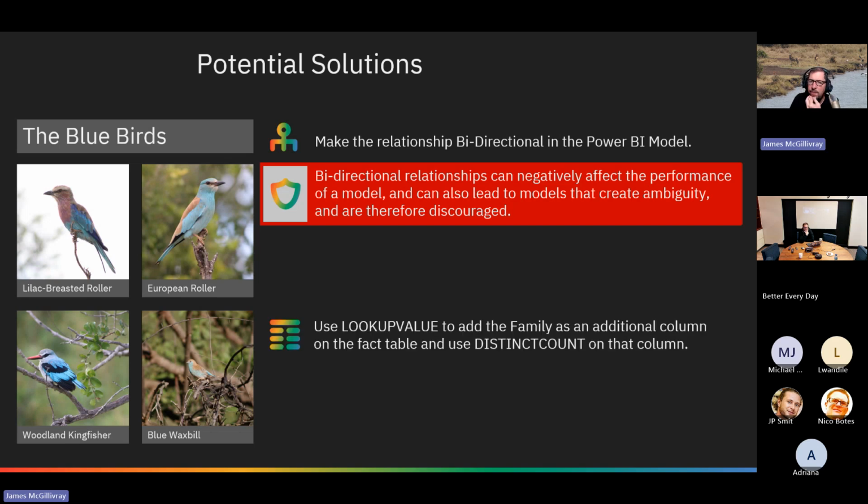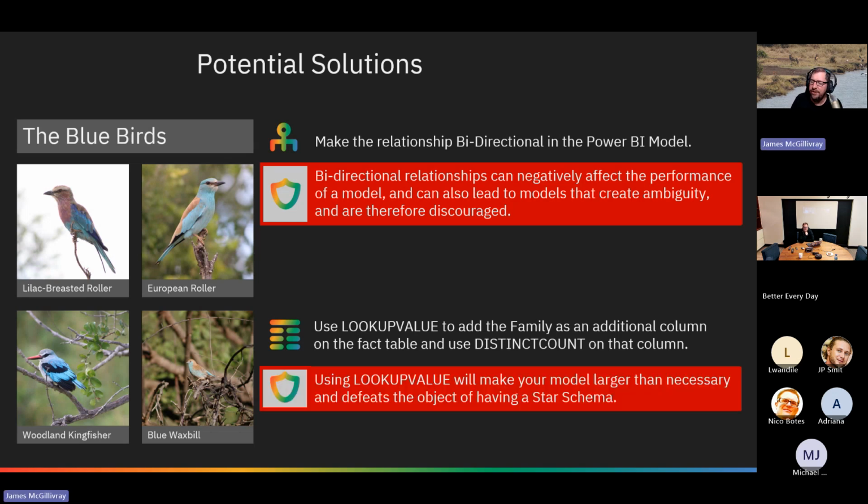What is the other thing we could do? Very similar to the last problem, you can use LOOKUPVALUE to add the family as an additional column in the fact table and then do the distinct count. But that's also not good for performance, especially once your model gets very big. Adding additional columns, especially columns that come from other tables, is very, very wasteful, and it's going to cause issues. So we don't want to do that.